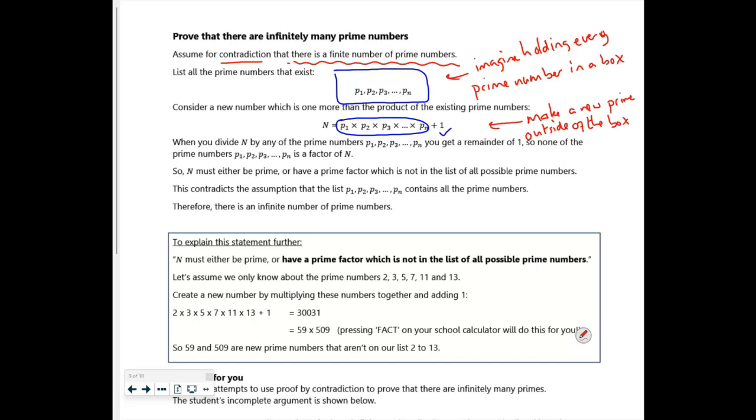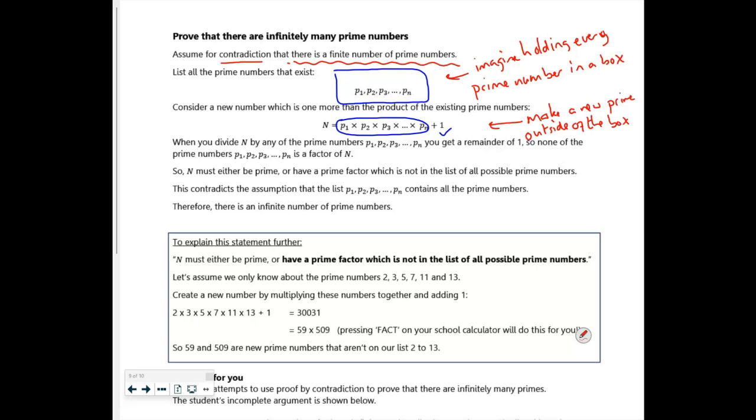Right, so let's read what it says then. So that's my idea. So just say again, holding a box with every single prime number. If I multiply all those numbers together, it's not prime. But if I add one to it, it creates a brand new number, which is a prime number, which lives outside of that box that I'm holding. So my contradiction fails. So there are infinitely many primes.